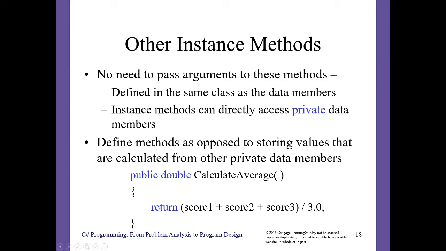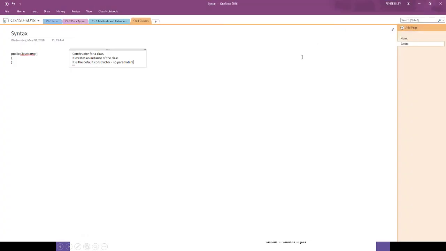Okay, so let's put that in our notes. We've got a lot of information here. So private class variables. This is our data. Public constructor to build an instance of the class.